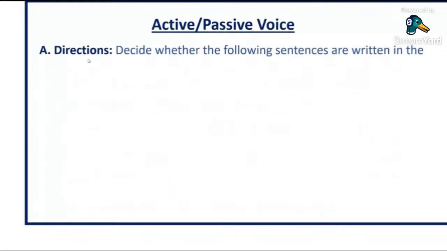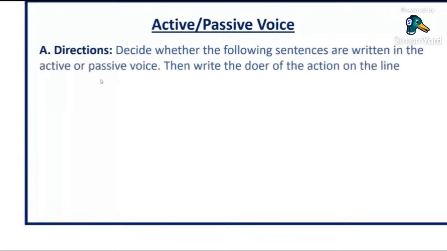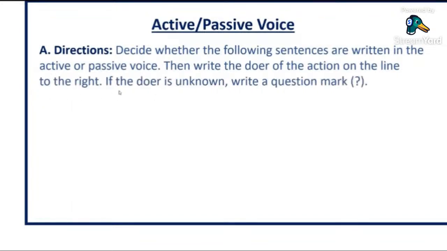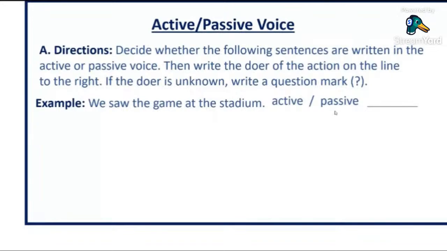Active, passive voice practice exercise A. Directions. Decide whether the following sentences are written in the active or passive voice. Then write the doer of the action on the line to the right. If the doer is unknown, write a question mark. For example, we saw the game at the stadium. Active or passive? It is an active. And it is we. The doer is we. You have 5 seconds to give your answer before I move on to the next item. If you think 5 seconds is not enough, you can pause the video.